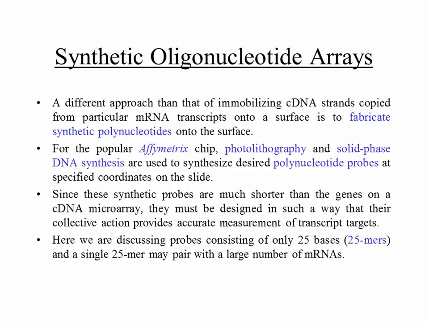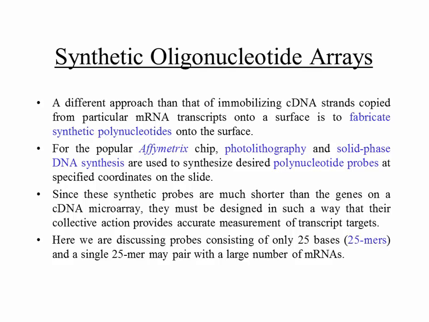So a different approach than that of immobilizing cDNA strands copied from particular mRNA transcripts onto a surface is to fabricate synthetic polynucleotides onto the surface. For the popular Affymetrix chip, again, I mean, it's probably not that popular right now, right? Maybe 10 years ago it was popular, right? Photolithography and solid phase DNA synthesis are used to synthesize desired polynucleotide probes at specified coordinates on the slide, right? Since these synthetic probes are much shorter than the genes on a cDNA microarray, they must be designed in such a way that their collective action, right? They hybridize to different locations, take all that information, put it together, provides accurate measurement of transcript targets.